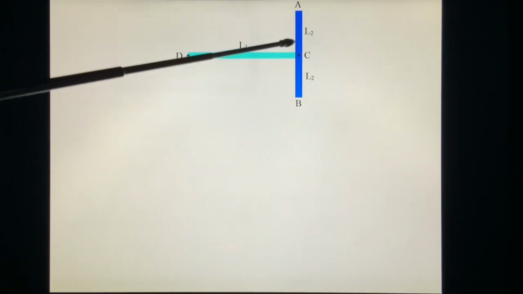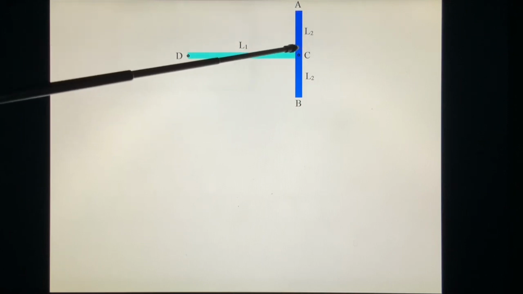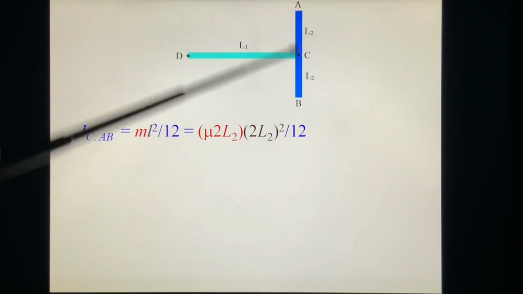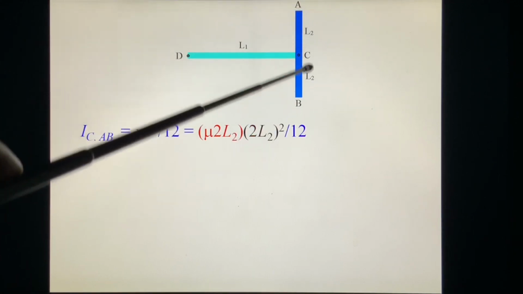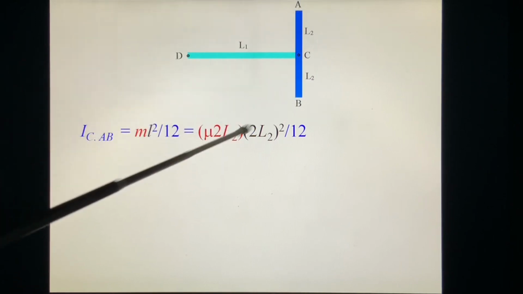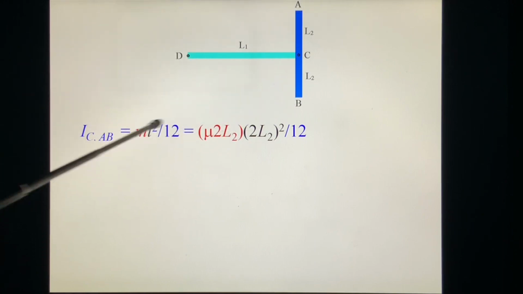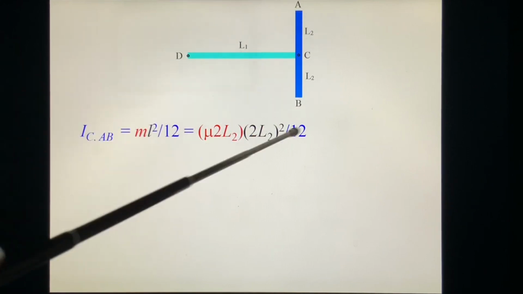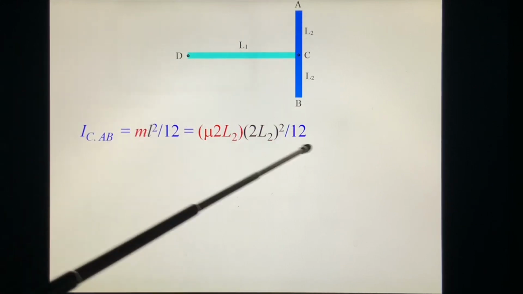First, we'll find its rotational inertia around C, the axis through C parallel to D. This one we know, you can check the table. The inertia of AB around C is mL squared over 12, from the table. In detail, M is the length 2L2 multiplied by its linear density mu. This is M, and this L is 2L2. So this is the straightforward answer.